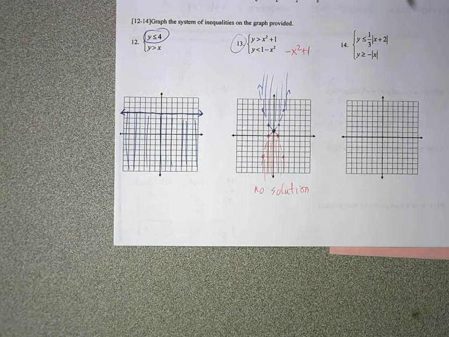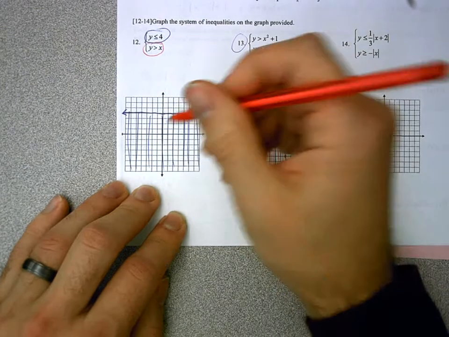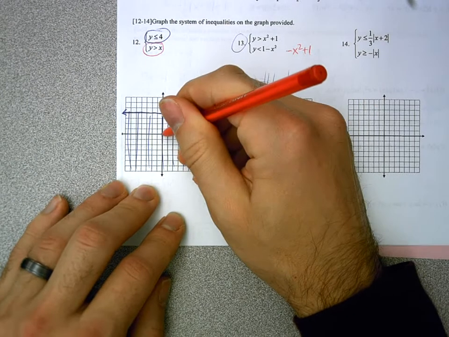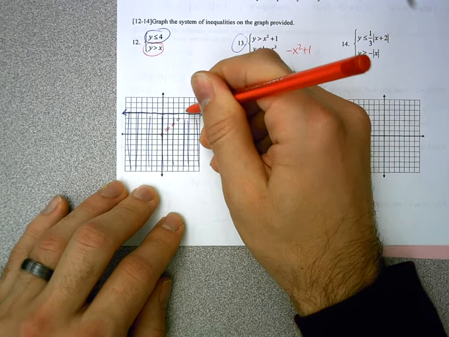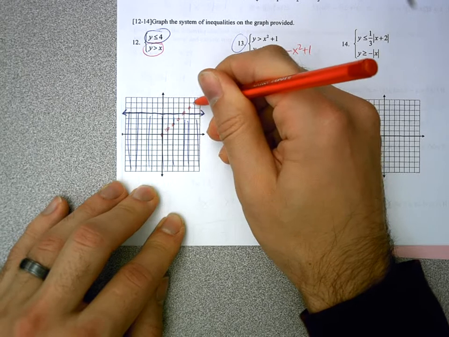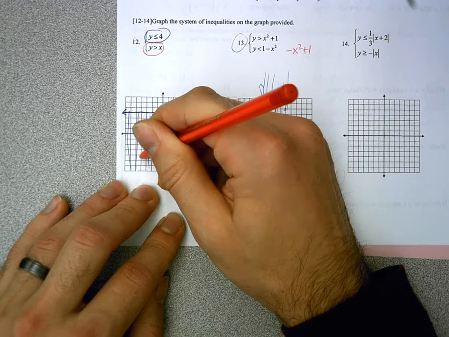The other one, y is greater than x. If I put in 0 for x, I get out 0. If I put in 1, I get out 1. It's just like the simplest linear equation you can do. Just 1 up 1 over 1, y-intercept of 0.